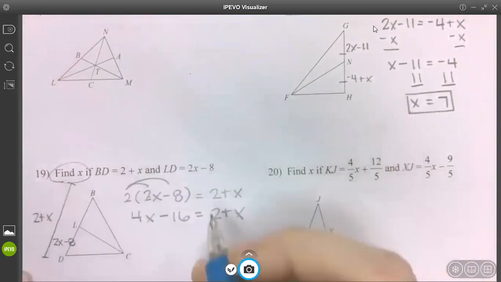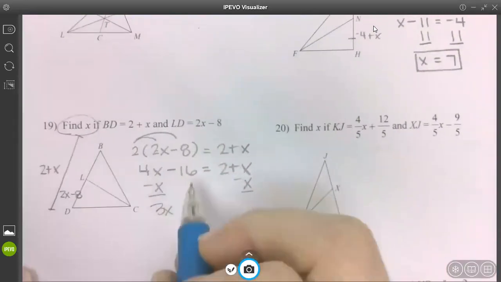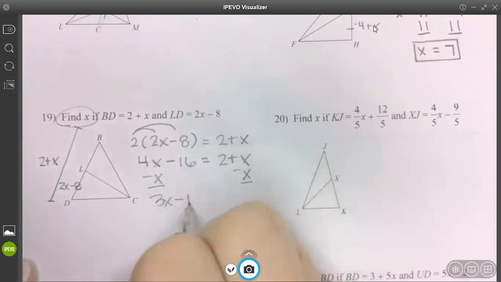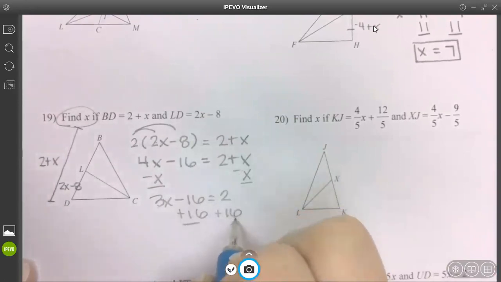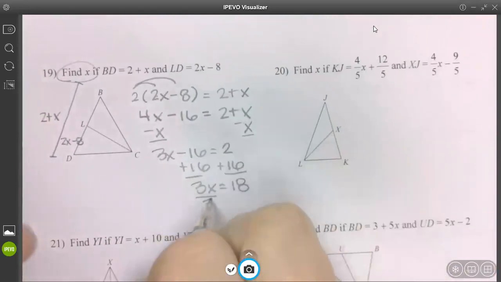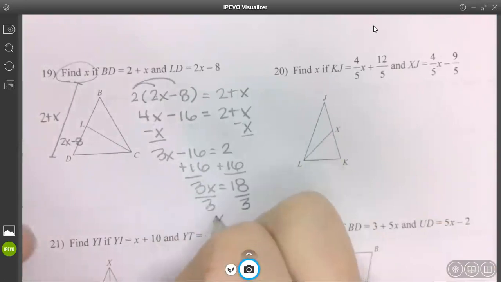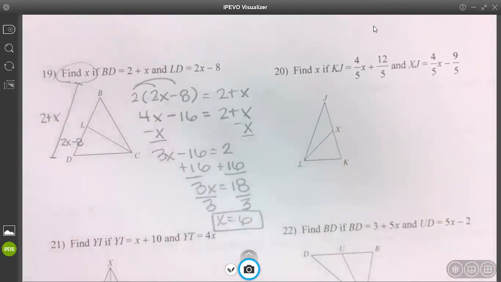It just asks us to find x, so we're going to solve. Subtract x from both sides, we get 3x minus 16 equals 2. We're going to add 16. And we get 3x equals 18. Divide by 3. And x equals 6. And again, all we wanted was x.